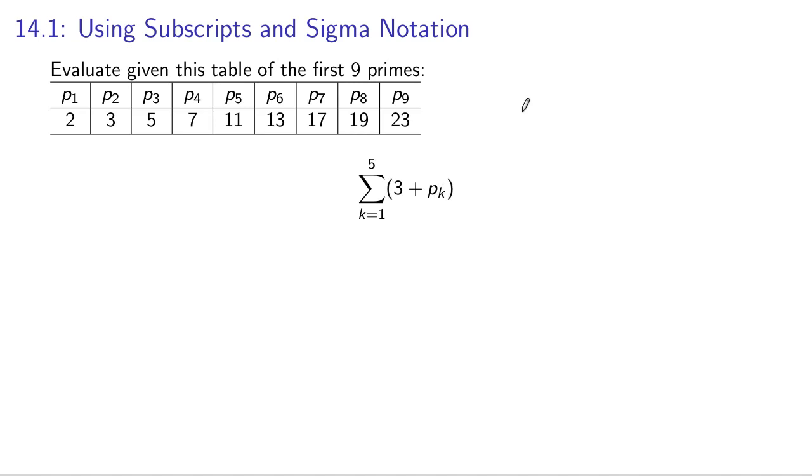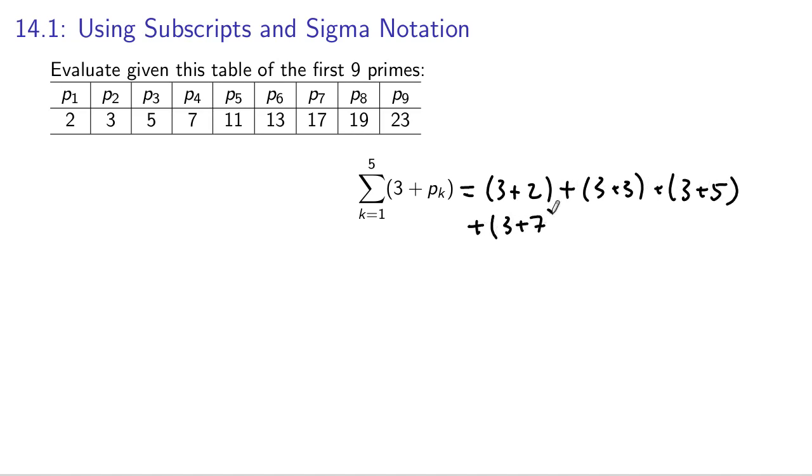But now what about the sum of 3 plus each of the first 5 primes? So we're going to add the 3 before we add the sum up. Okay, so this would mean add 3 plus 2 plus 3 plus 3 plus 3 plus 5 plus 3 plus 7 plus 3 plus 11.